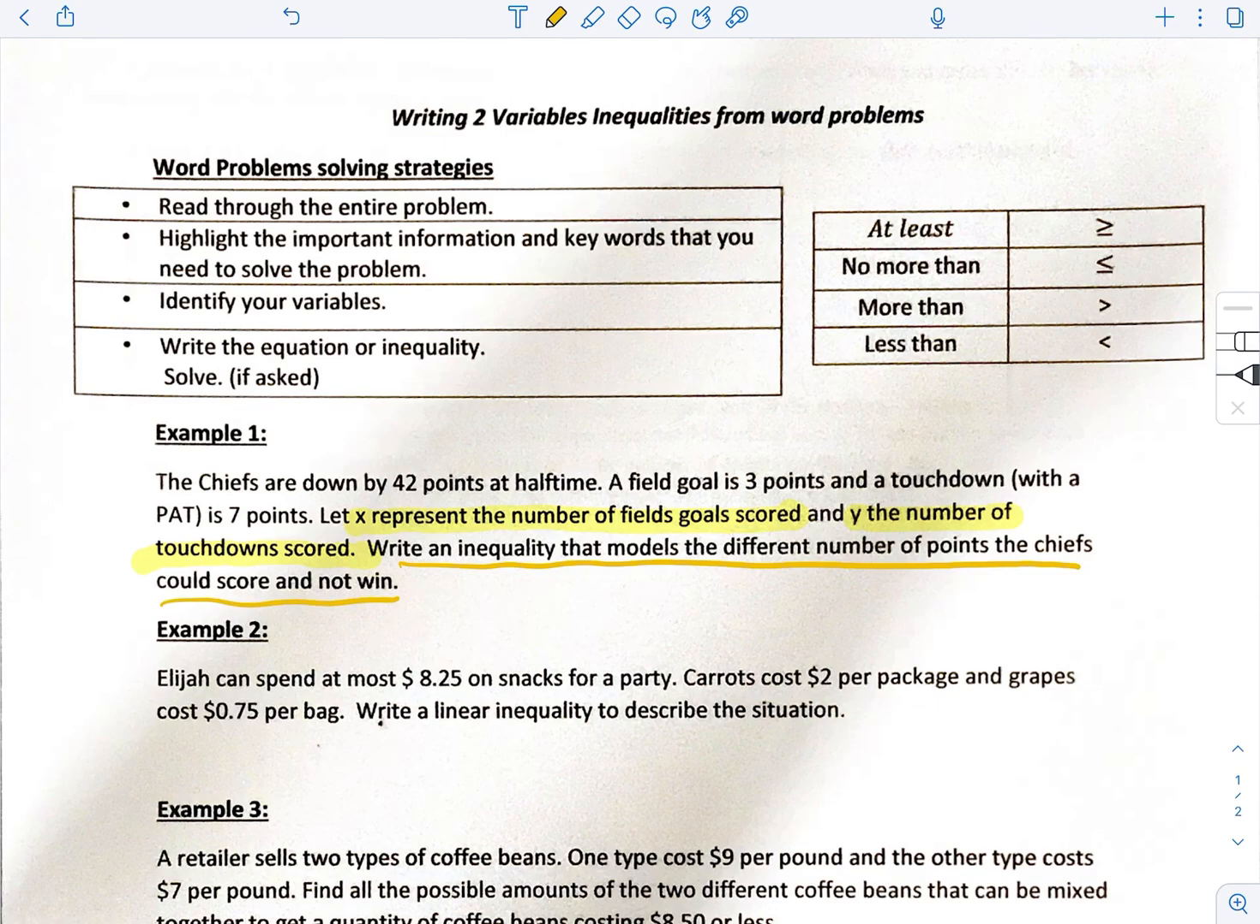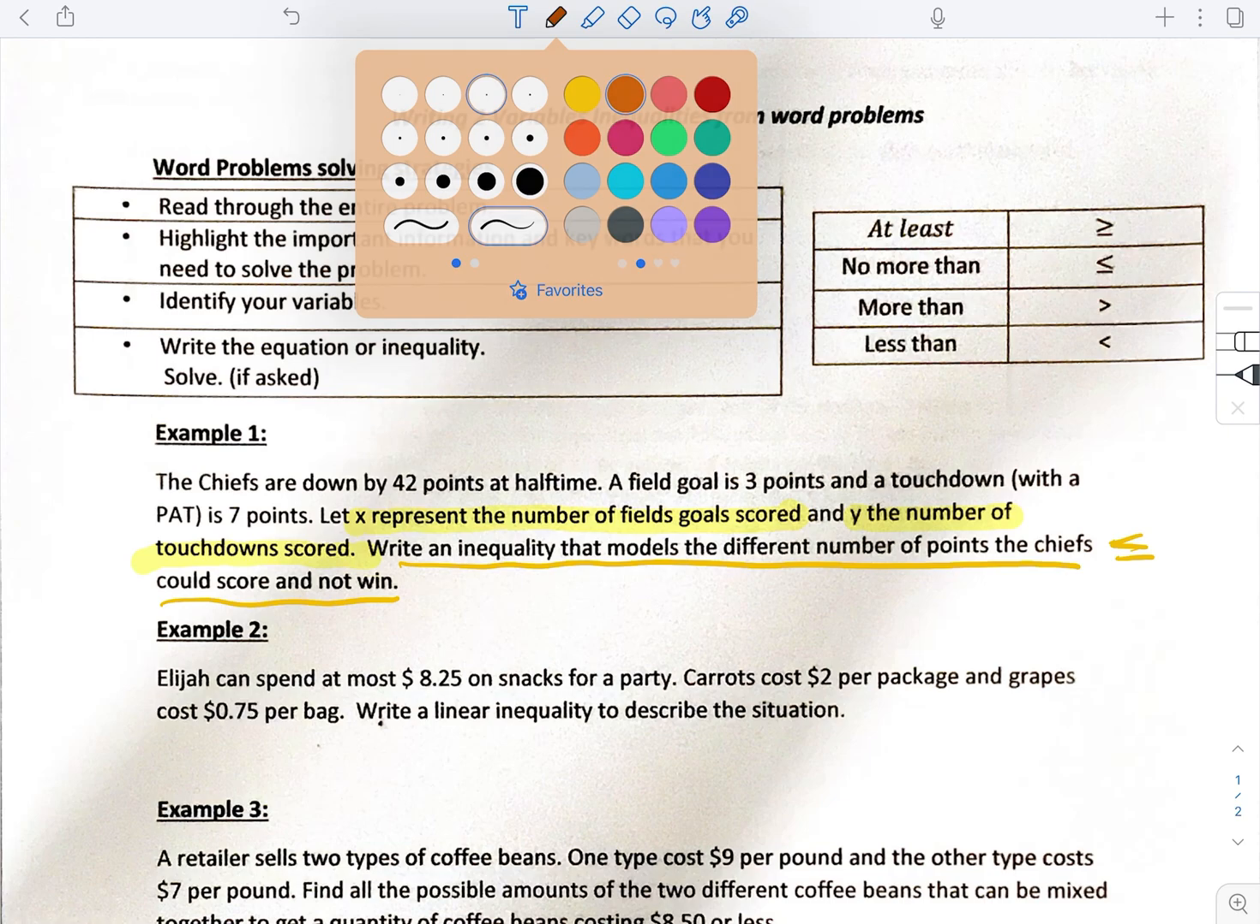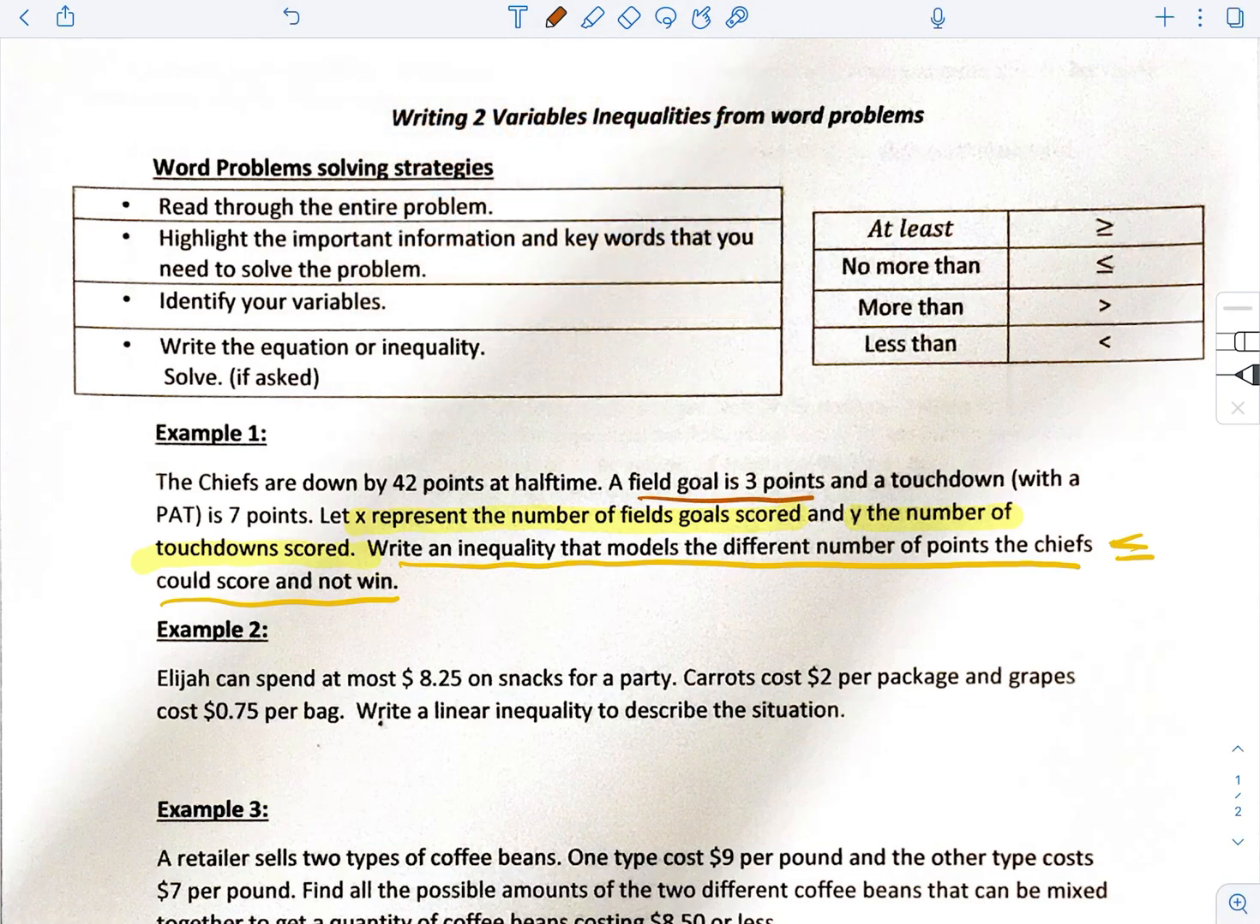All right. Well, they can score and not win. Now, in order to win, they need 43 points, right? So score and not win means that we're talking less than or equal to, right? 42 points because they're down by 42. Now, certain rules of the game we got to know, like a field goal is 3 points and a touchdown is 7 points. That's pretty important.